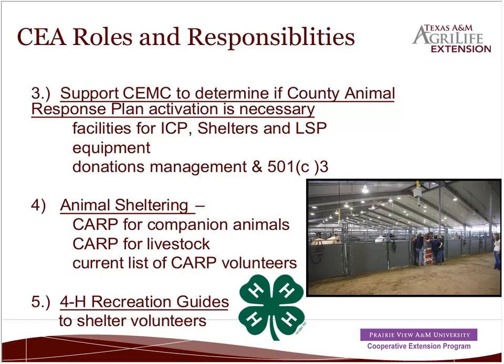Number five is 4-H recreation guides. Those of you in sheltering areas, what we ask you to do is use the 4-H recreation guides throughout the year and help the local sheltering groups as well as the state sheltering groups be aware of and be prepared to use those 4-H recreation guides in the shelters with the children who are there for days on end. And we're not asking you as county agent to deliver it to the children, but to be a trainer for the volunteers that go to these shelters and serve that need. Next slide.